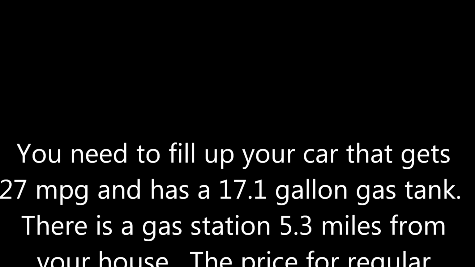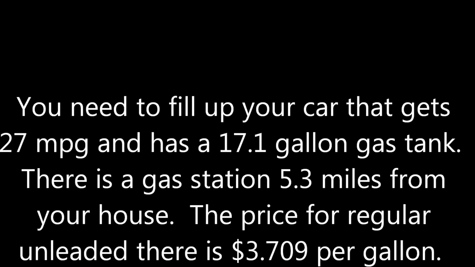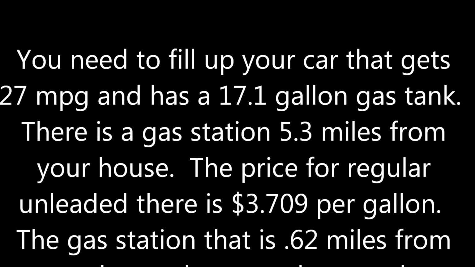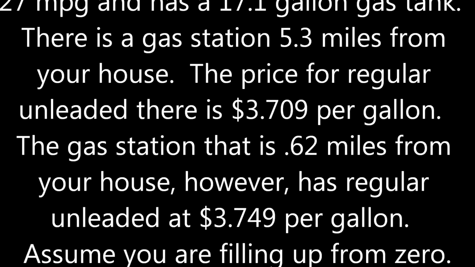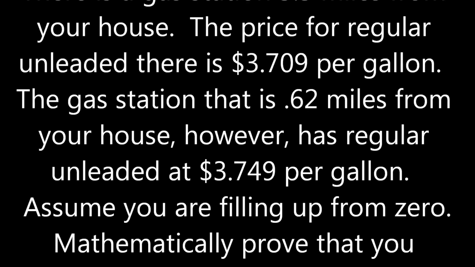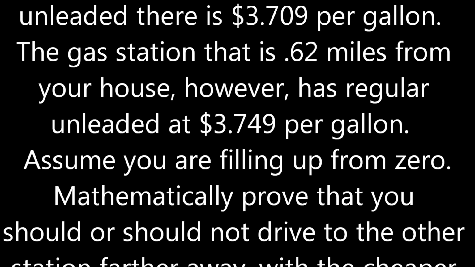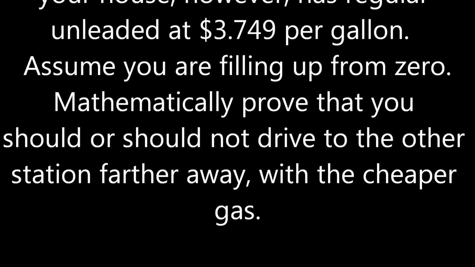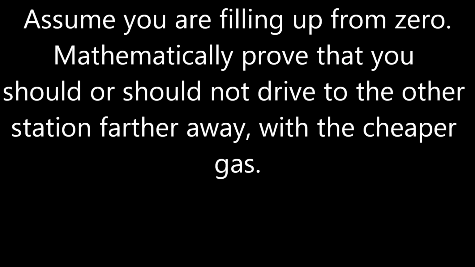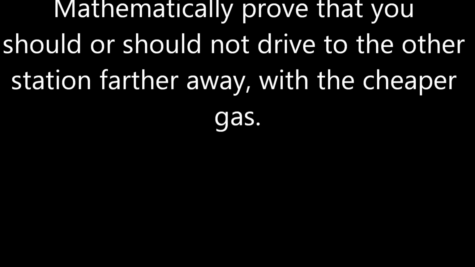You need to fill up your car that gets 27 miles per gallon and has a 17.1 gallon gas tank. There is a gas station 5.3 miles from your house. The price for regular unleaded there is $3.709 per gallon. The gas station that is 0.62 miles from your house, however, has regular unleaded at $3.749 per gallon. Assume you are filling up from zero. Mathematically prove that you should or should not drive to the other gas station farther away with the cheaper gas.